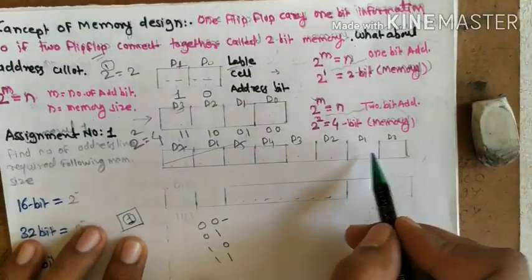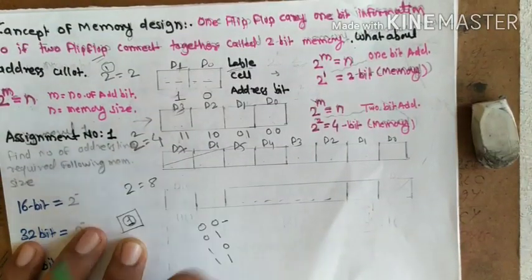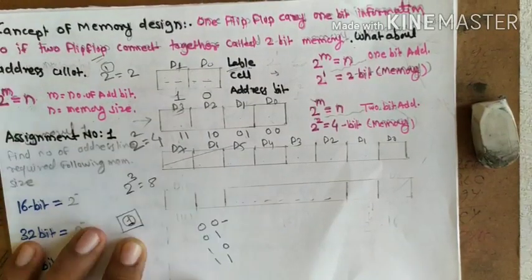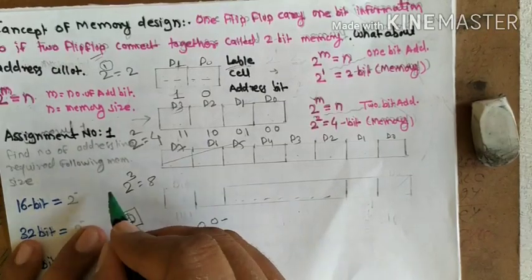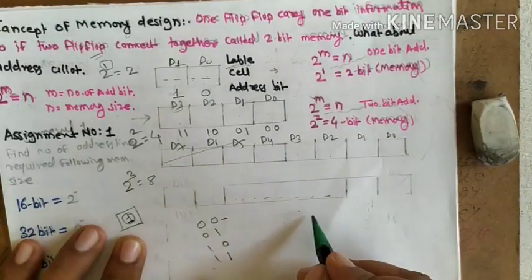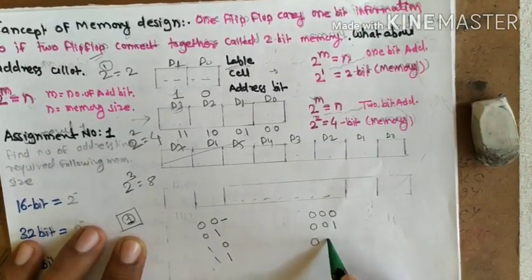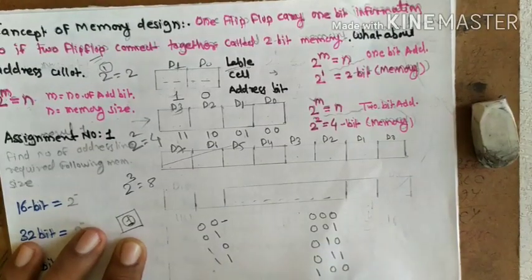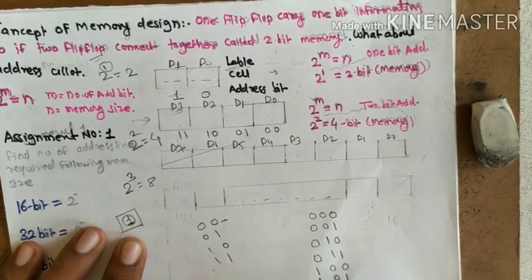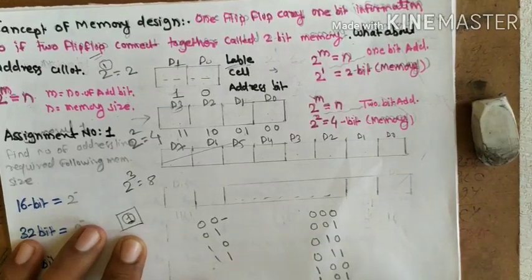Again there are 8 cells, so you have to write 2 raised to what is 8? The answer will be 3. So according to 3-bit information, we are labeling as 000, 001, 010, 011, 100, then 101, then 110, and the last is 111.